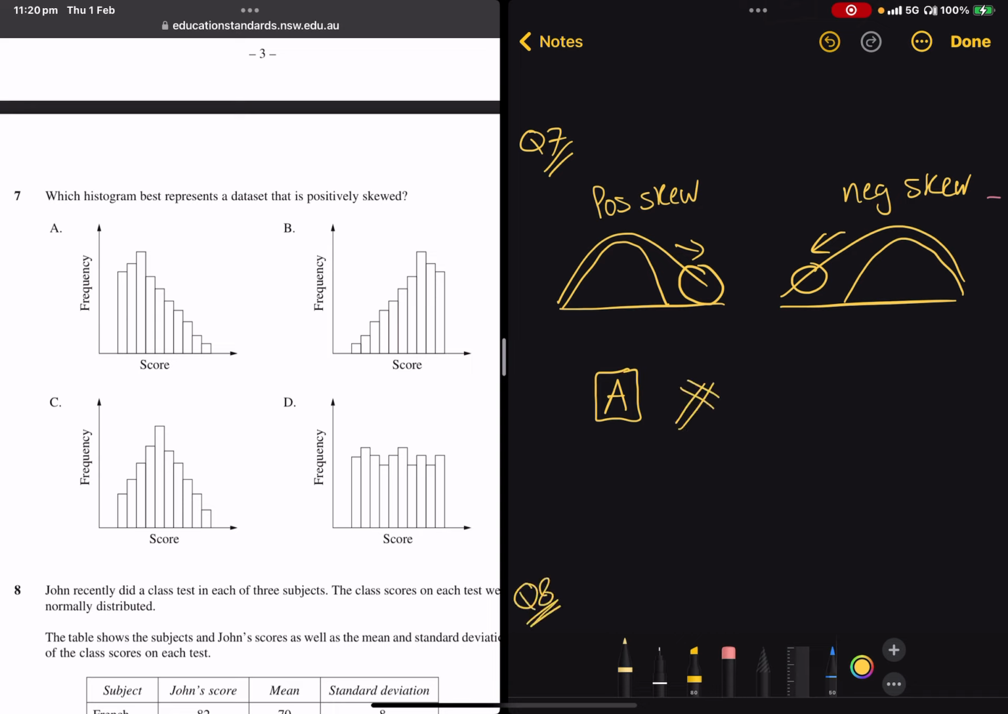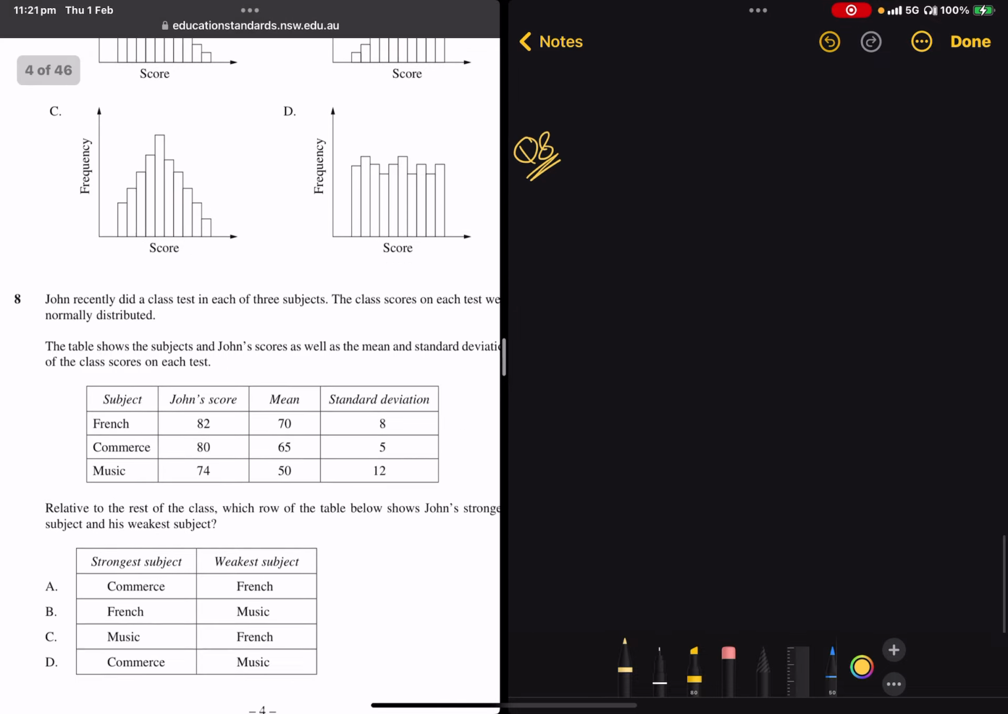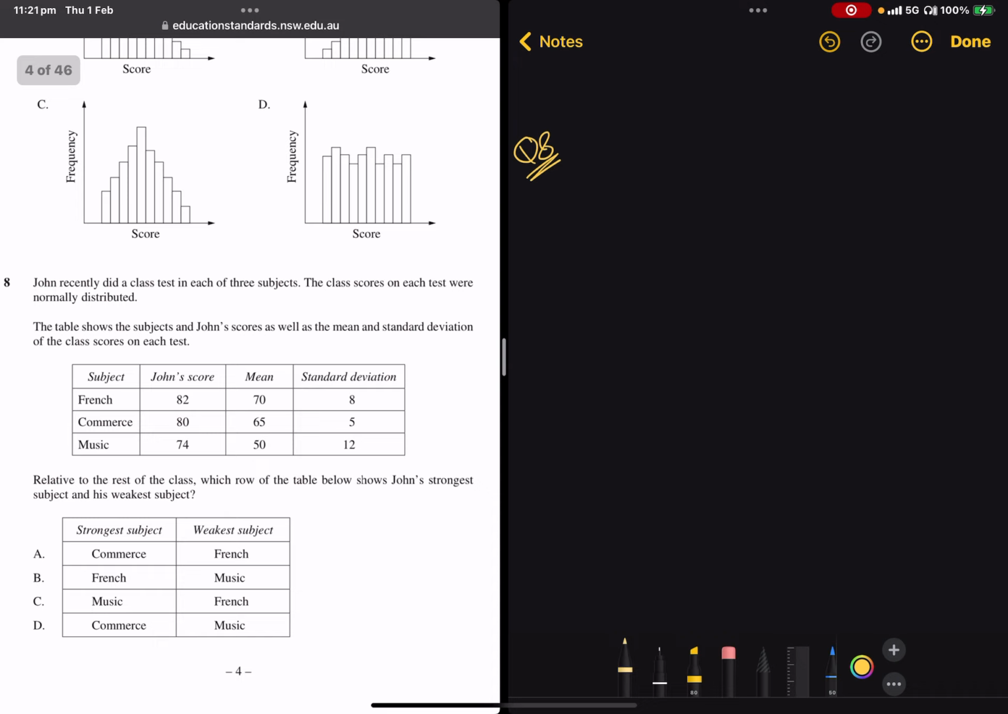So now let's have a look at question 8. So we have John recently did a class test in 3 subjects. The class scores on each test were normally distributed. The table shows the subjects and John's scores as well as the mean and standard deviation relative to the rest of the class. Which row of the table below shows his strongest subjects and his weakest subjects? So we need to use z-scores. To find a z-score, you need to take the score you got, subtract the mean, divide by the standard deviation. So we can do this for John for French, Commerce and Music.